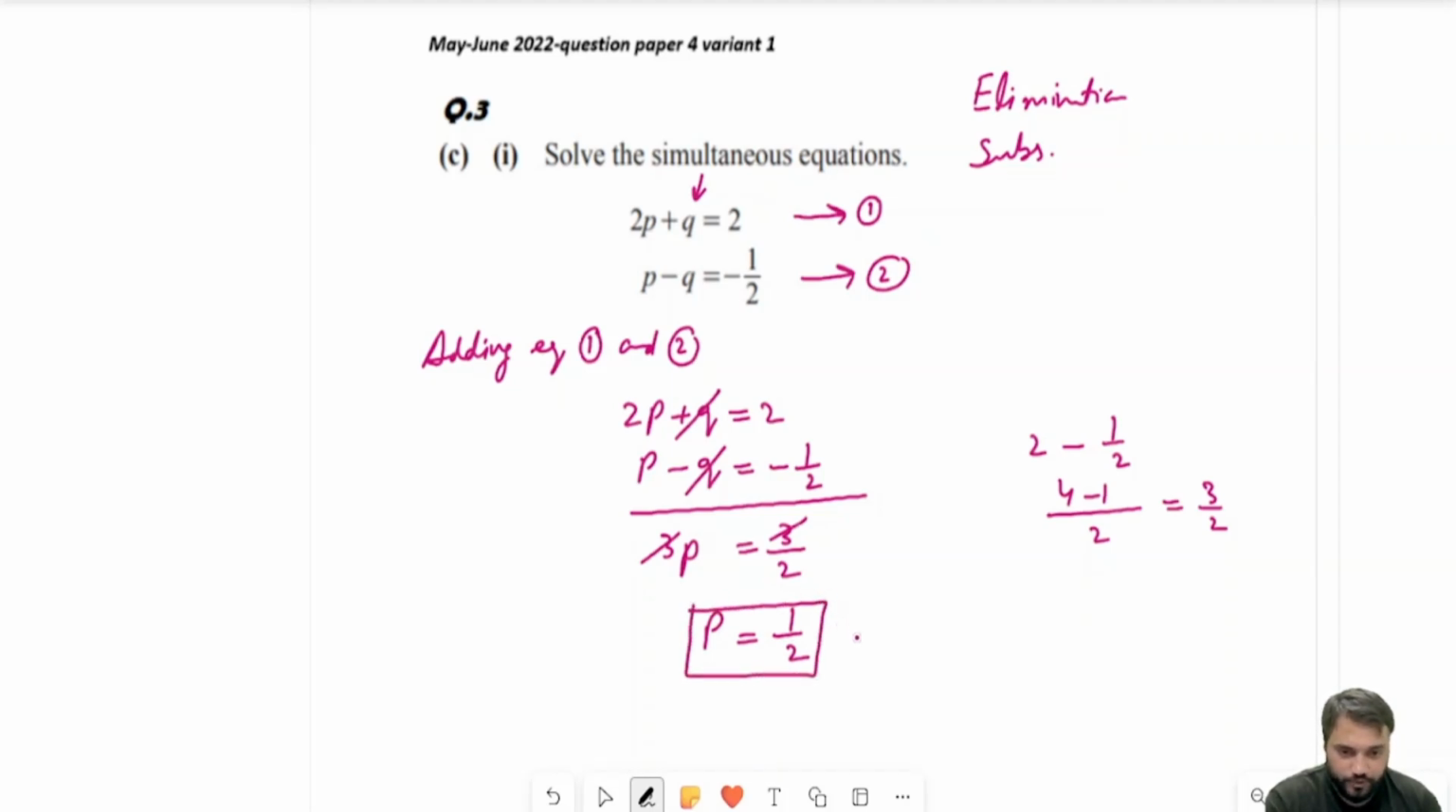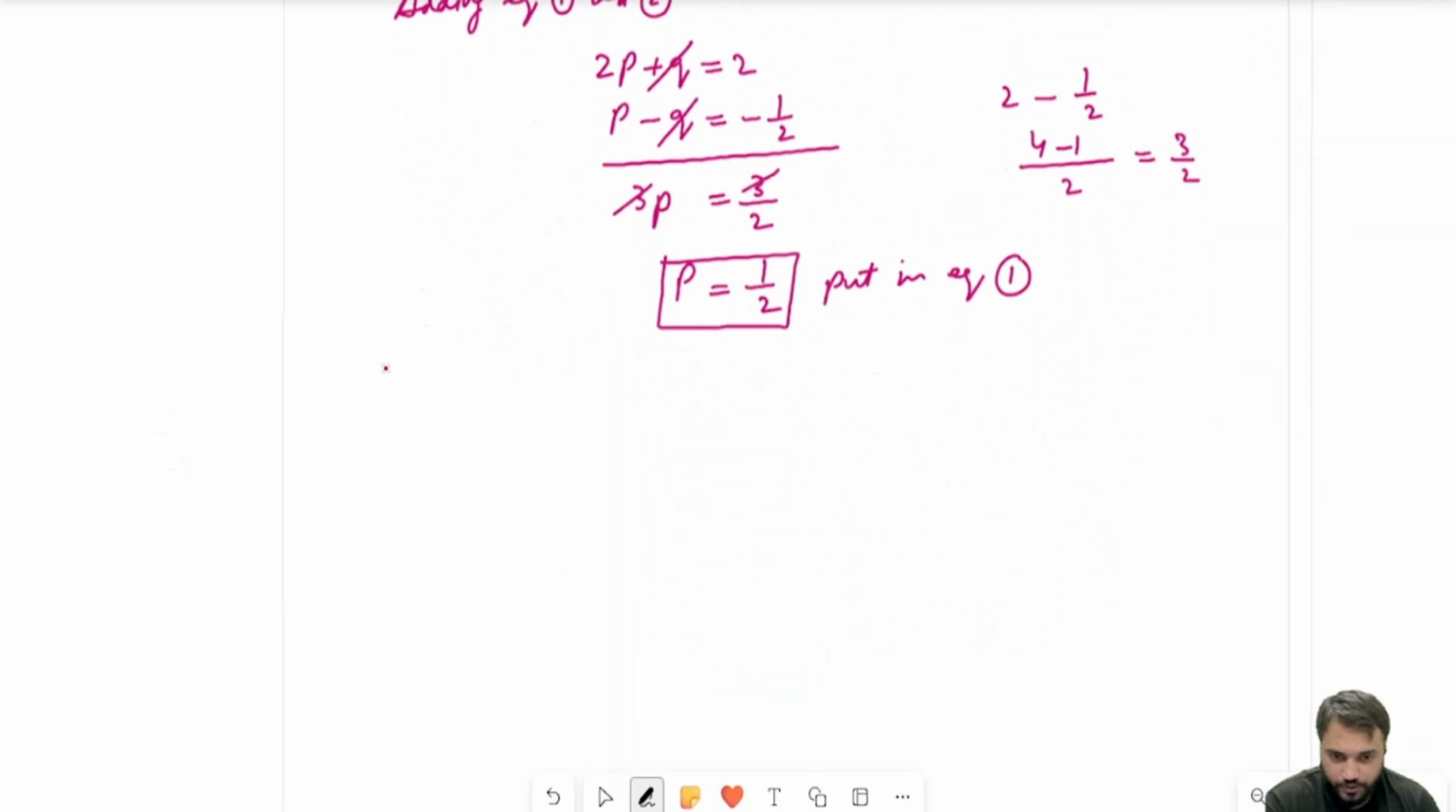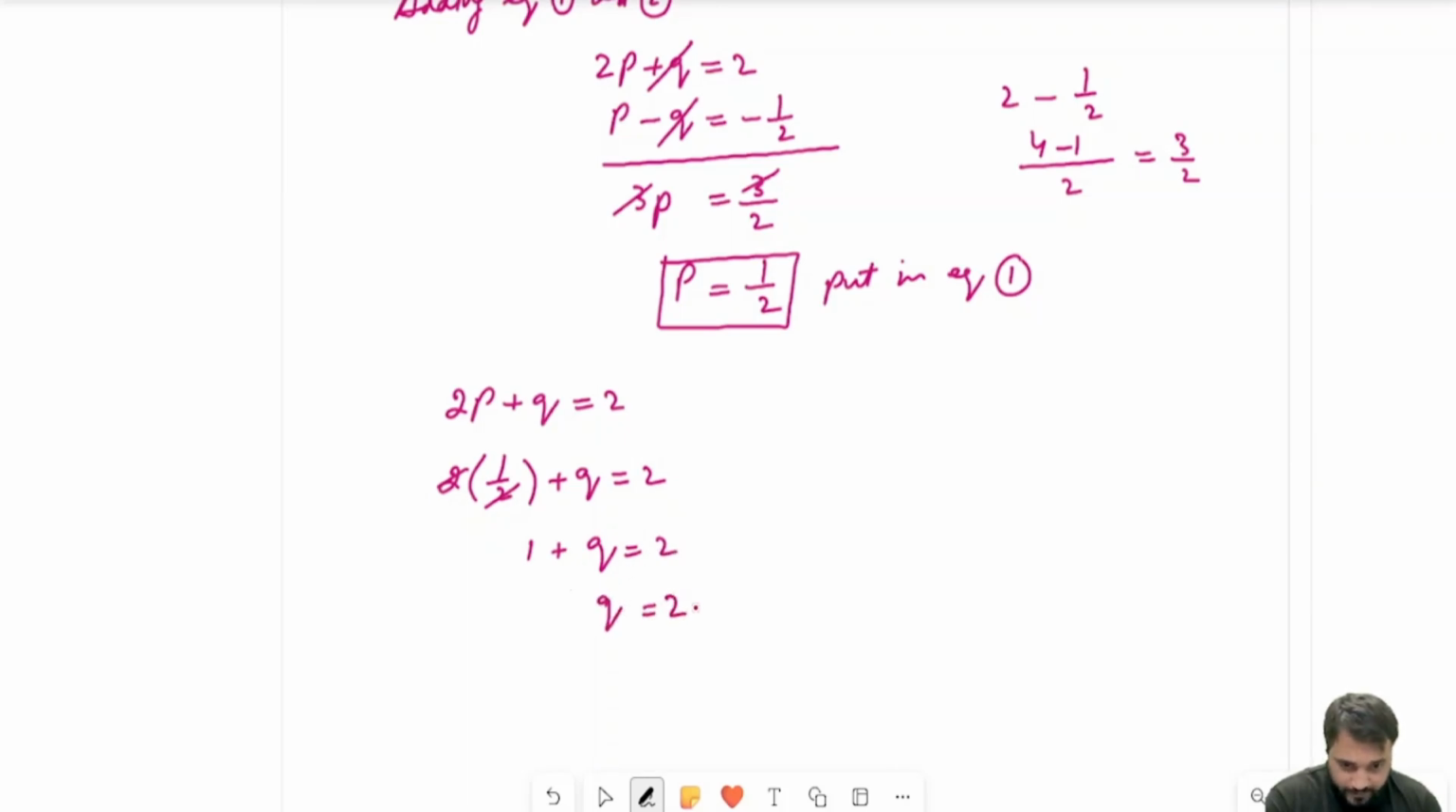We need to find the value of q. So I'm going to put this value in one of the above equations. Put in equation 1 or 2, it's up to you. I'm going to put in equation 1, that is 2p plus q is equal to 2. The value of p is 1 over 2, so write it down, plus q is equal to 2. We can cancel them. The rest is 1 plus q is equal to 2. When 1 moves, it will subtract, 2 minus 1 like this. The answer will be q is equal to 1. So these are our answers, that is p is equal to 1 over 2 and q is equal to 1.